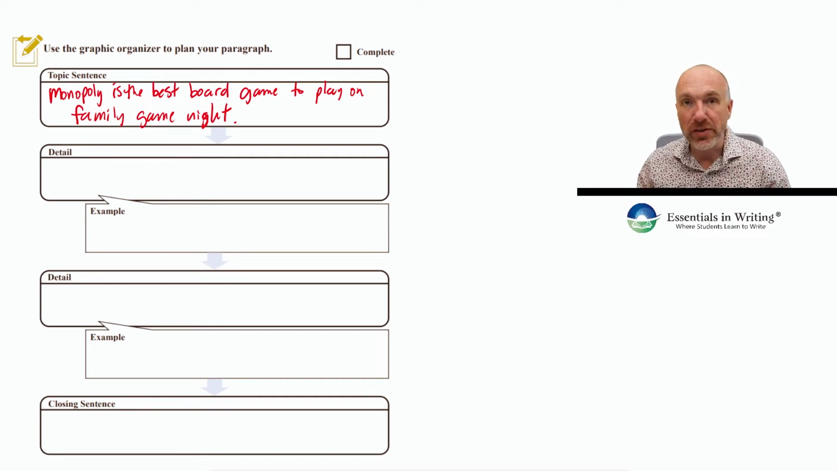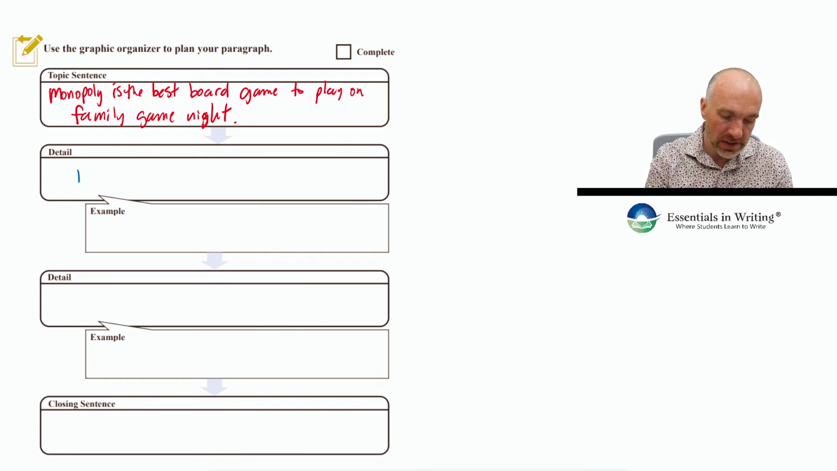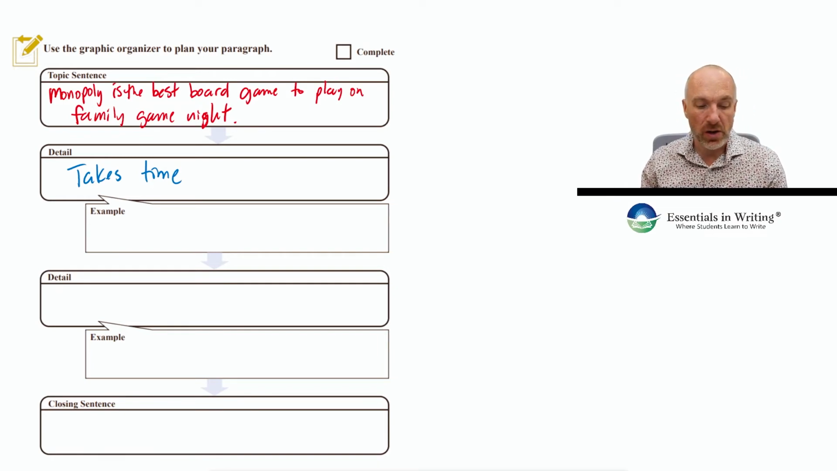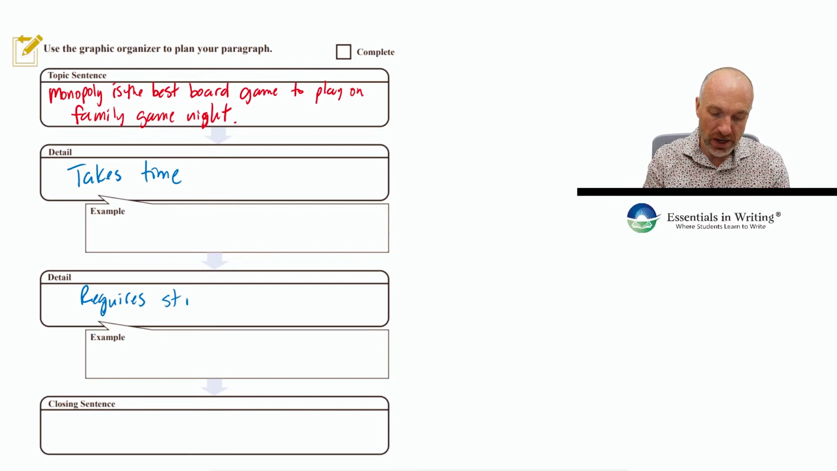You can do either, but you don't have to write incomplete sentences. So I have to ask the question, why is Monopoly the best game for a family game night? All right. So I'm going to put, first of all, let's do a different color so you can see the difference between my details. It takes time. And then what's another reason why Monopoly is the best game? Requires strategy.